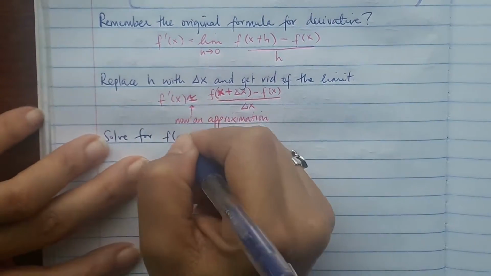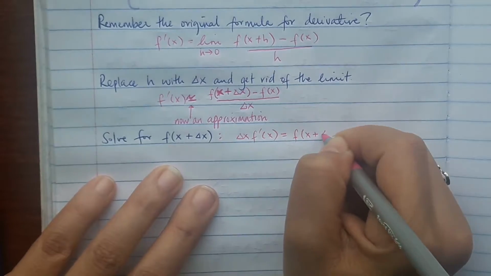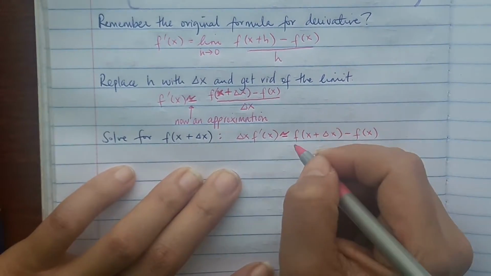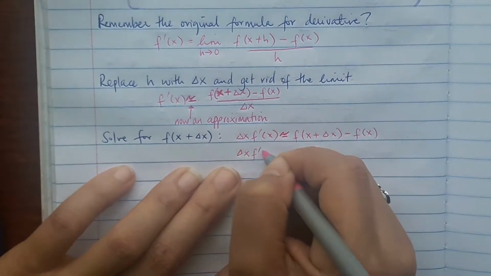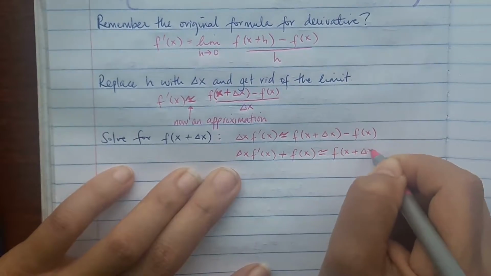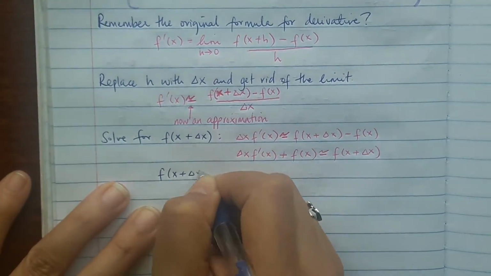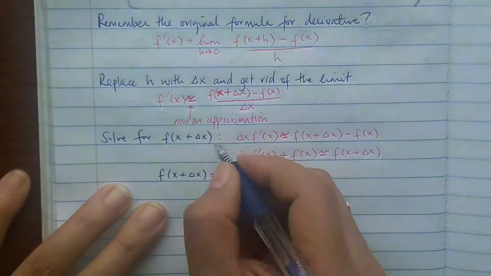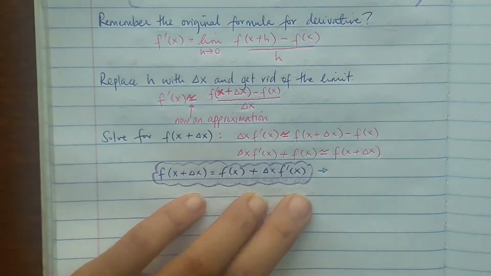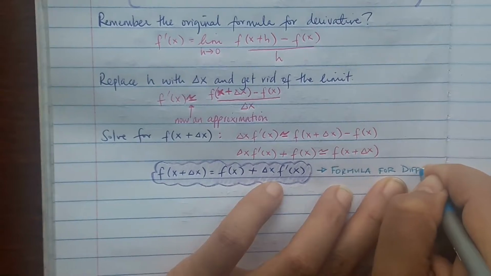Alright, now you're going to solve for f of x plus the change in x, the differential. So we're going to multiply both sides by a change in x, and then we're going to take the negative f of x to the other side, leaving what I want by itself. So change in x times the derivative of f of x, plus f of x, is approximately equal to f of x plus change in x. I'm just going to rewrite it the way you're going to see it, which is f of x plus change in x goes first, and then f of x plus the change in x times the derivative. So this is now the formula for differentials.